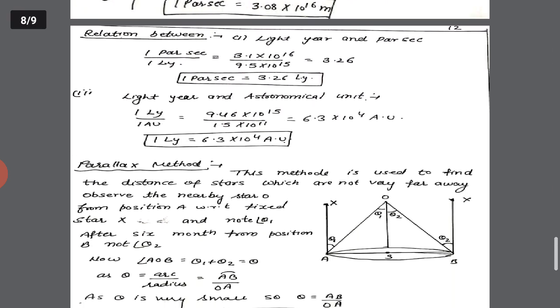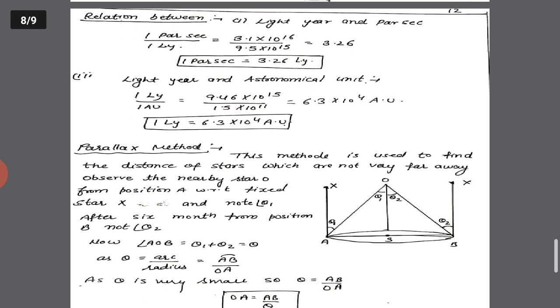Now let's study some relationships between these distance units. 1 light year and parsec: after putting in the values, 1 parsec is equal to 3.26 light years. Light year and astronomical units, again you can see the relationship: 1 light year is equal to 6.3 × 10^4 astronomical units.